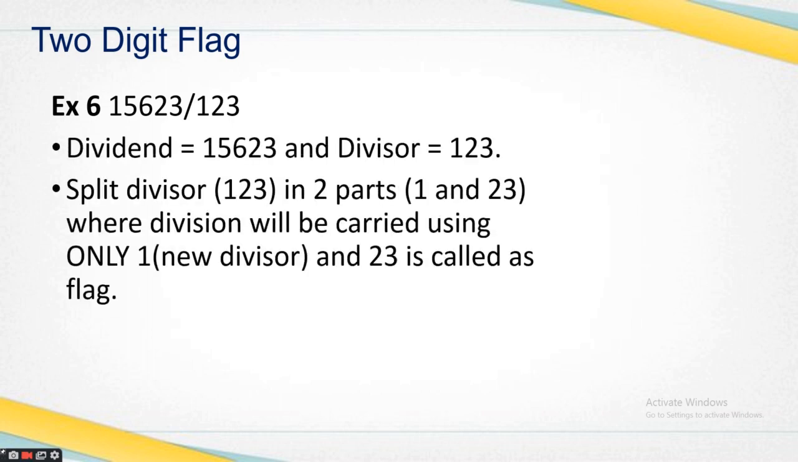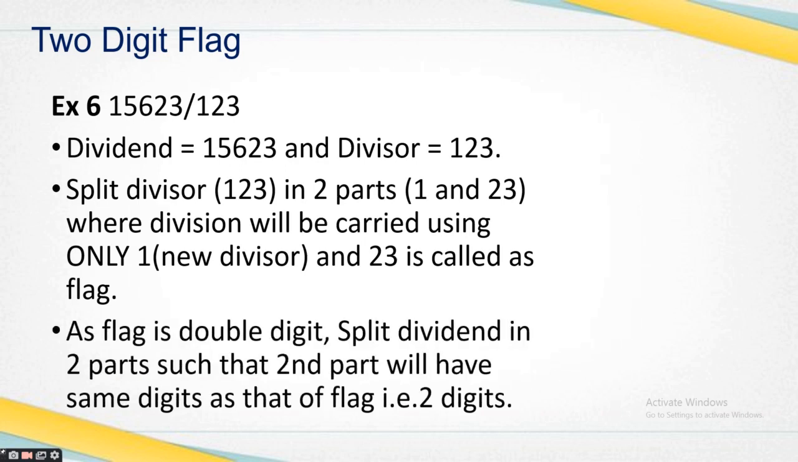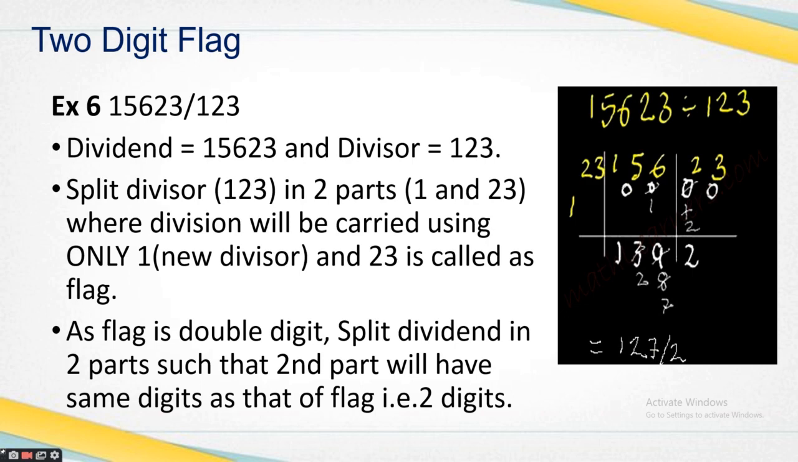Here's the example, that is a 5-digit number 15,623, which is divided by 123. Here the dividend is 15,623 and the divisor is 123. First we're gonna split the divisor 123 in two parts. We get 1 as the first part and 23 as the second part, where division will be carried only with the new divisor, that is 1, and 23 is called the flag. As the flag is double digit, split the dividend in two parts such that the second part will have the same number of digits as the flag, that is 2 digits. So 23 is the last part.